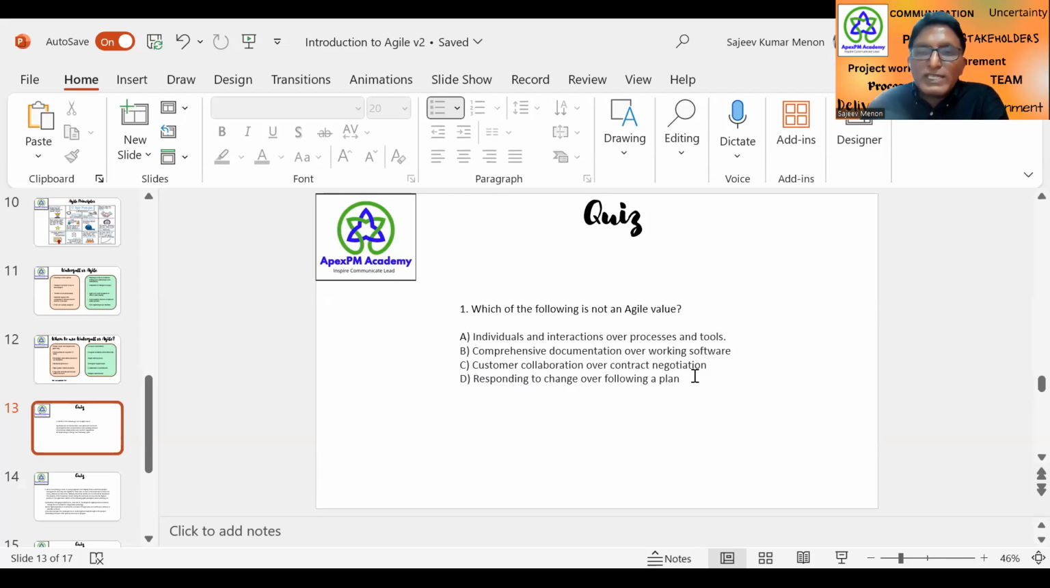Let us come to the first question. Which of the following is not an Agile value? A, individuals and interactions over processes and tools. B, comprehensive documentation over working software. C, customer collaboration over contract negotiation. And D, responding to change over following a plan. So here you can pause the video for some time and think over the question properly before you answer the question.